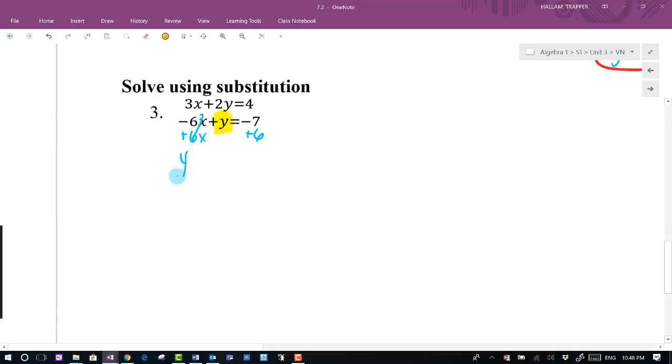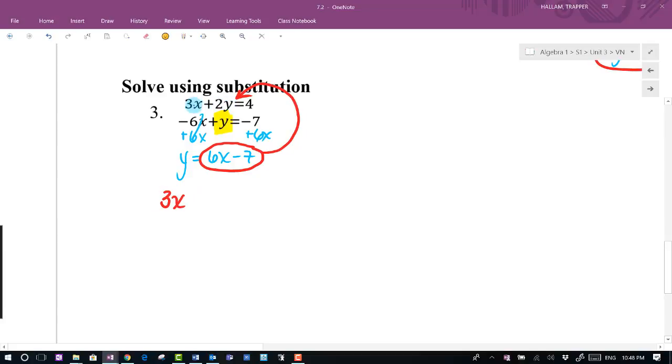So what I end up with is y is equal, oops, forgot to write the x there, y is equal to 6x minus 7. All right, now we have a value that y is equivalent to, which we're going to take, and wherever we see y in the other equation, we're going to replace it so that we get down to just one variable. So let's write that out.